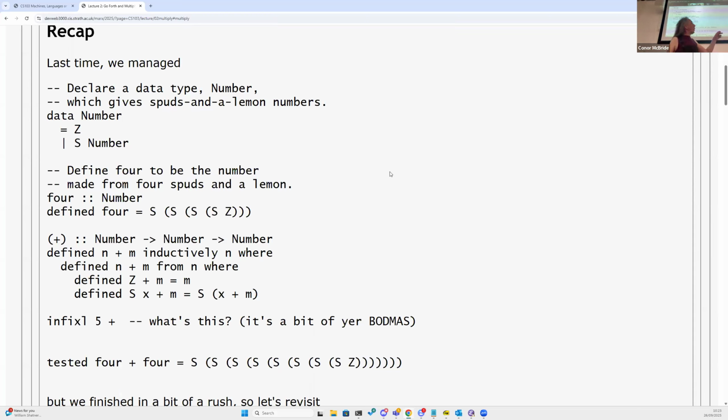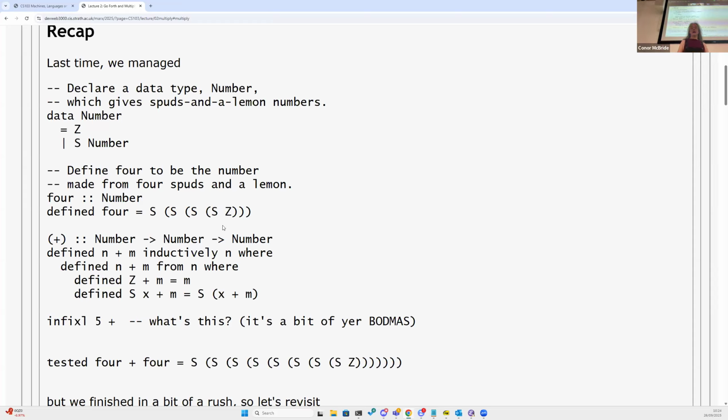Meanwhile, things that begin with a lowercase letter, like 4 here, stand for other things. They're like common nouns. This 4 is a new name for an old number. So this SSSSZ, that's an existing number built with the two ways we have of making numbers, the Z and 4 of the S's. That number already existed. It came into existence when we declared data number. But we're giving it a conveniently shorter name, 4.